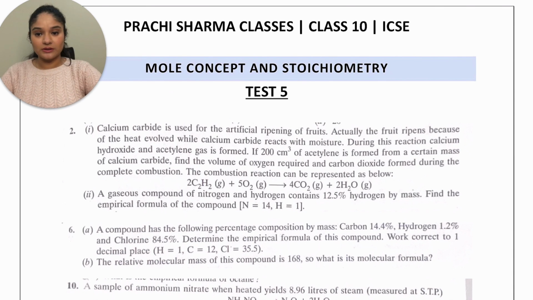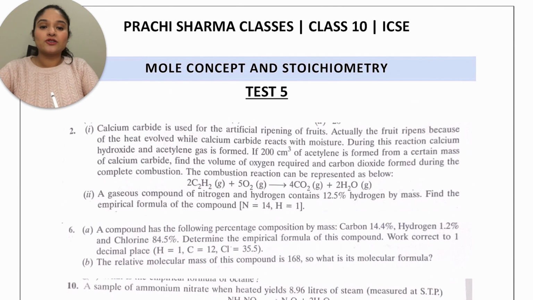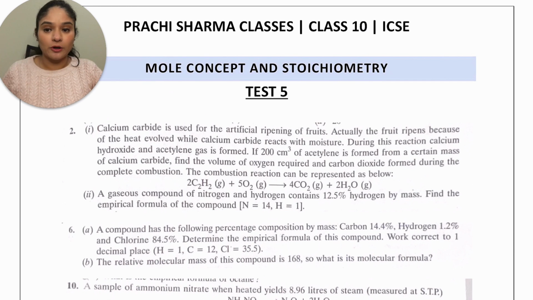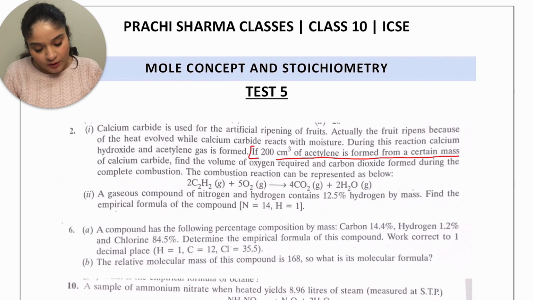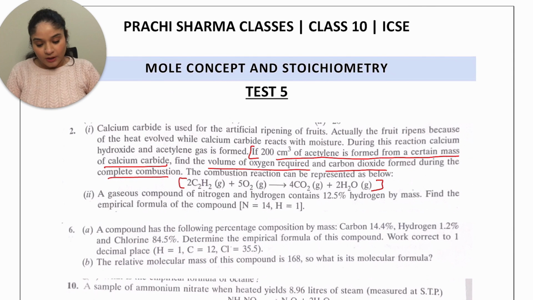The first question says that calcium carbide is used for the artificial ripening of fruits. Actually, the fruit ripens because of the heat evolved while calcium carbide reacts with moisture. Not so important information in the question. During this reaction, calcium hydroxide and acetylene gas are formed. Now, from here you have the important information. If 200 cm³ of acetylene is formed from a certain mass of calcium carbide, find the volume of oxygen required and carbon dioxide formed during the complete combustion, and the equation is given to you. So let's get started with the question.